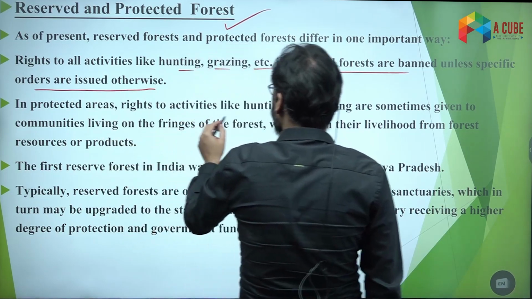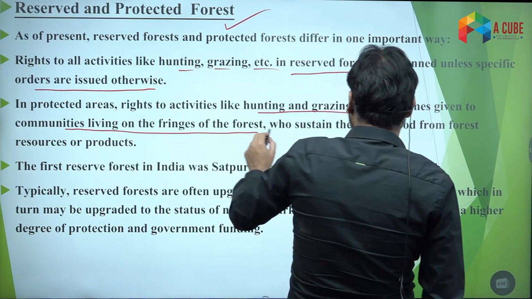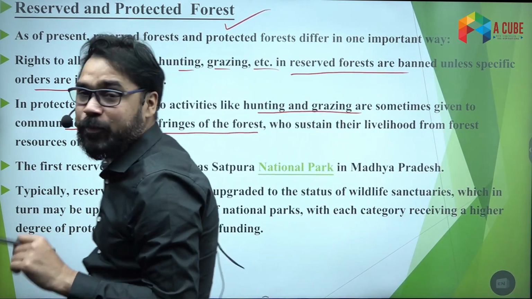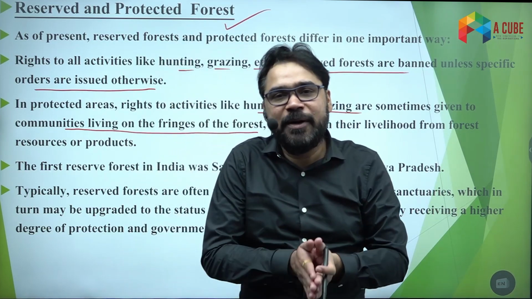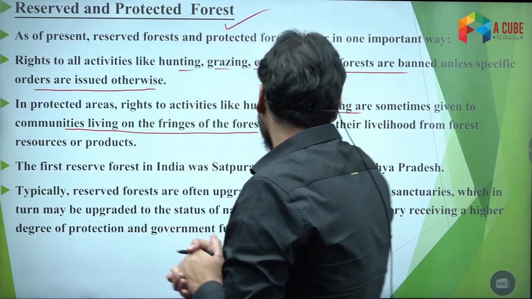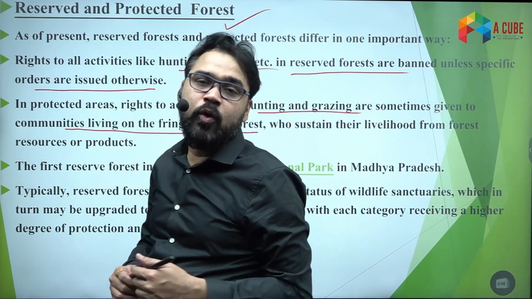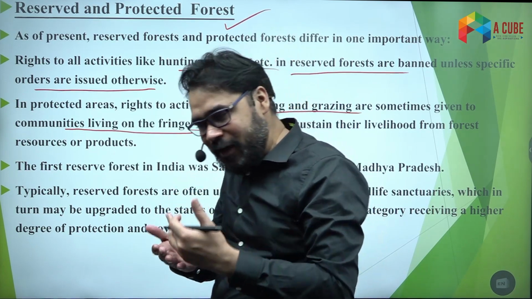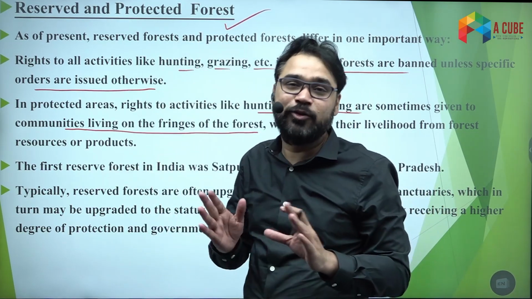In protected areas, rights to activities like hunting and grazing are sometimes given to communities living on the fringes of the forest, who sustain their livelihood from forest resources and products. In protected areas, some leniency is given to the tribals or the original inhabitants of that forest. They are given several rights: they can definitely let their cattle graze, and they can also hunt animals out there, but not the restricted ones. There will be a list allotted saying you can hunt only these particular species. If somebody says, okay, let's hunt a tiger, it is not going to be possible, right?